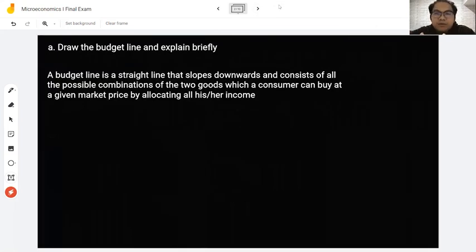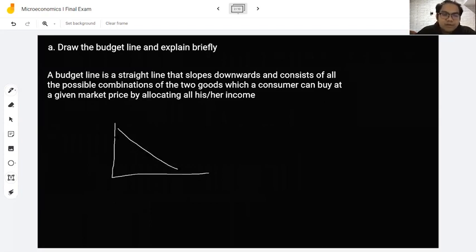Okay, before we calculate the numbers from Hassan's question, I will tell you what a budget line is. A budget line is a straight line that slopes downward and consists of all the possible combinations of two goods which a consumer can buy at a given market price by allocating all his or her income. For example, this is a Cartesius diagram. The budget line slopes downward, so it will be like this. For example, the notebook will be in this top section, and the pen will be here. They are the two goods.